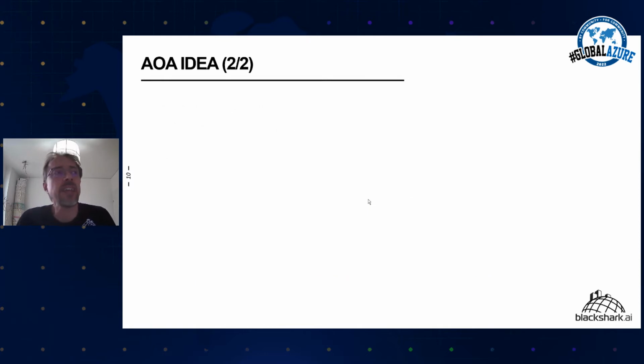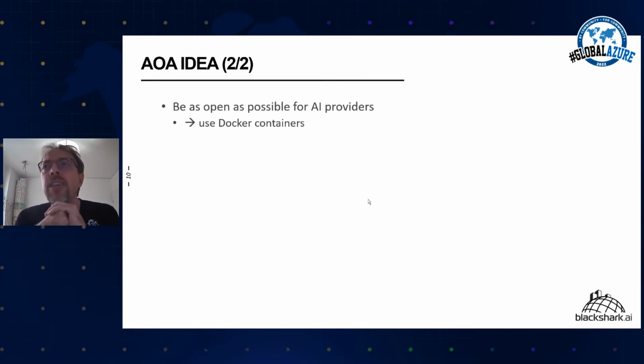And the second idea was they said they would like to be as open as possible. So they don't want anyone to be forced into using Synapse, Spark, what have you. So they said, okay, the most generic thing we're able to think of is a Docker container, started through command line parameters. And actually, this is what they're doing.